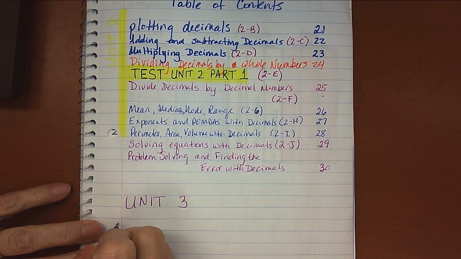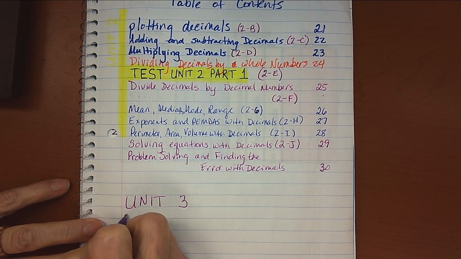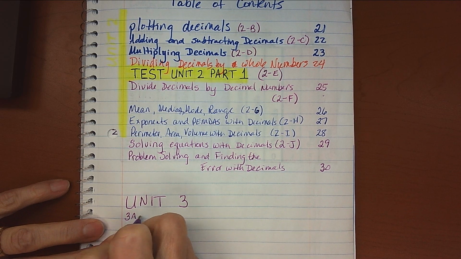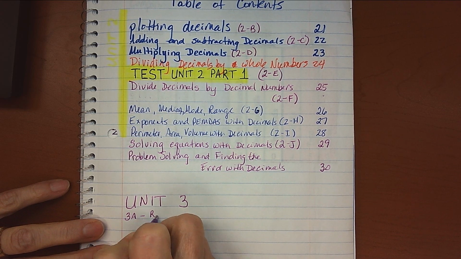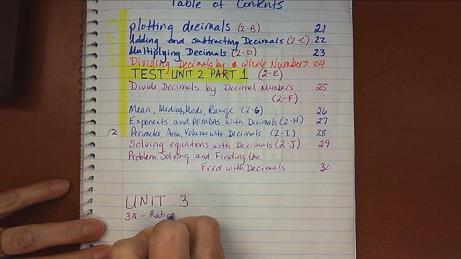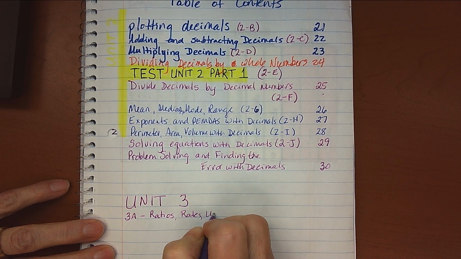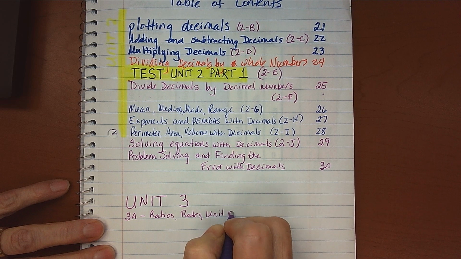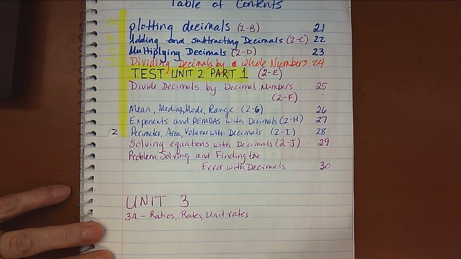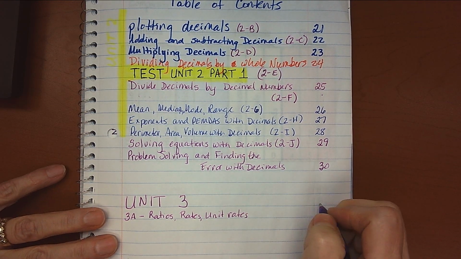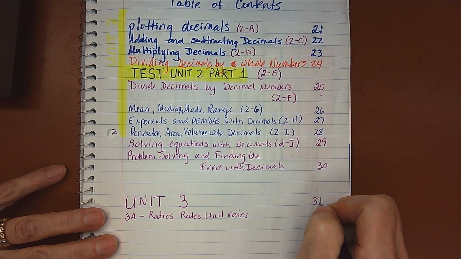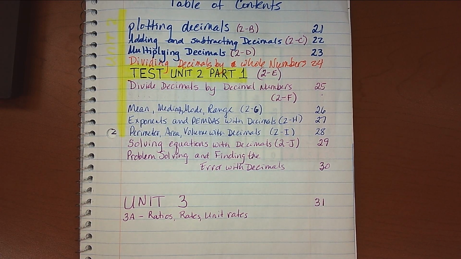So we're going to start with 3A here, and our first set of notes is going to be on ratios, rates, and unit rates. So go ahead and update your table of contents there. And for me, that's going to be 31. I'm going to add a little bit of color coding here just to give myself a visual.